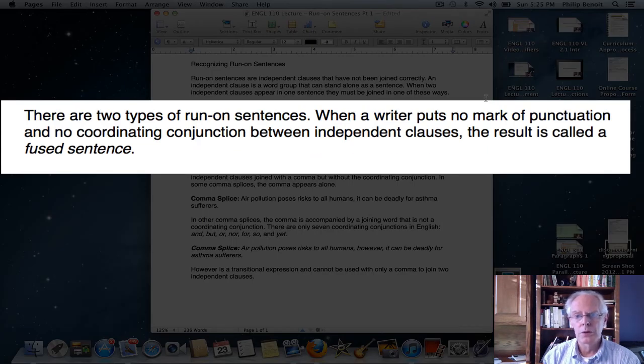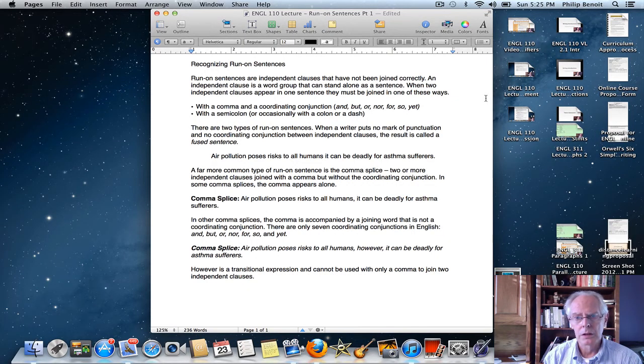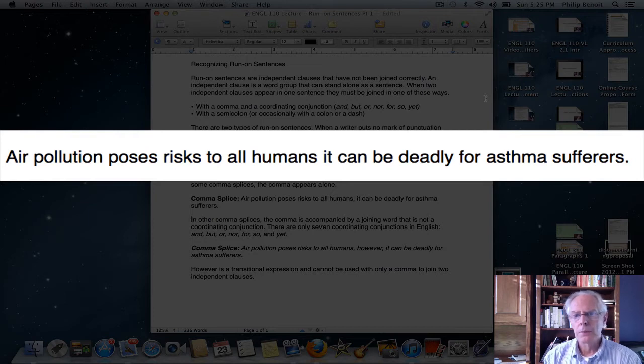So there are two types of run-on sentences. When a writer puts no mark of punctuation and no coordinating conjunction between the independent clauses, it's called a fused sentence. So a fused sentence is basically two independent clauses with no punctuation to separate the clauses. Here's an example. It says, air pollution poses risks to all humans. It can be deadly for asthma sufferers. Two thoughts, two independent clauses, just joined together with no punctuation or any other indication that we have to accommodate somehow this complex sentence to let people know how to read it.